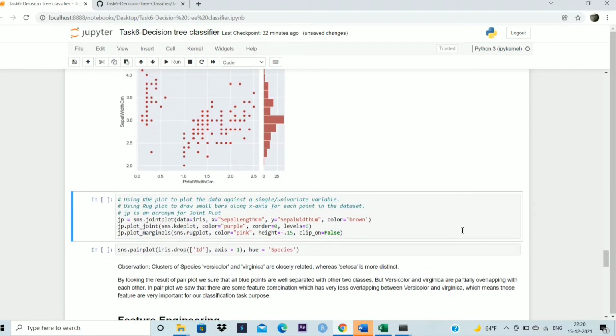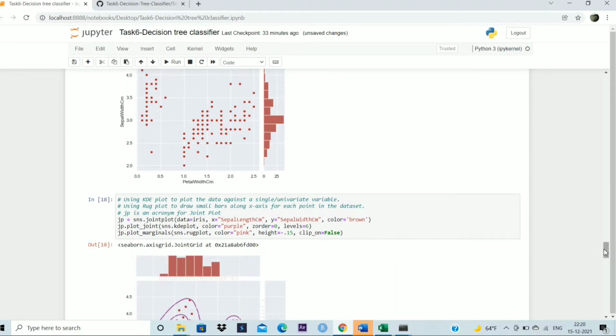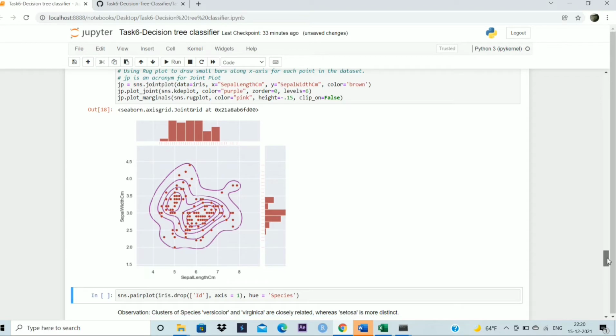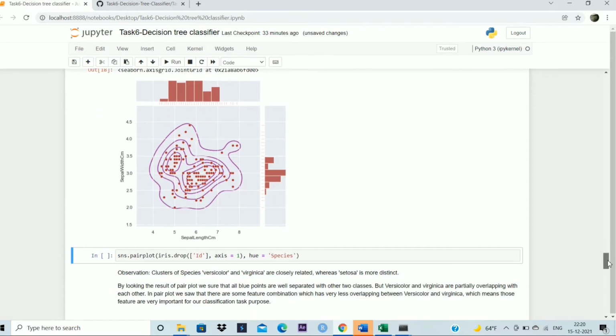And then I have done a rug plot to draw small bars and to visualize more properly. So it is the sepal width versus sepal length. It shows that that is the rug within which all the data points will lie.